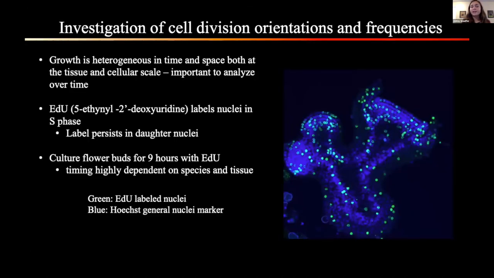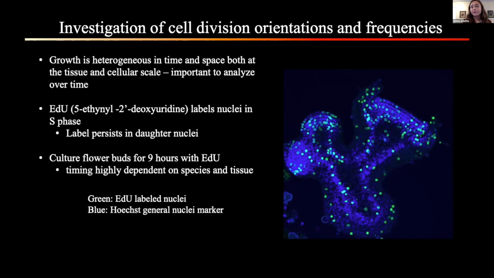So to go into that next hypothesis, to test the cell division orientations and frequencies, I took the approach of EdU labeling. As we're very familiar, growth is very heterogeneous in plants, both in time and space, and this can be seen at a tissue and a cellular scale. So it's really important to analyze this kind of phenotype over time to get a trend through that heterogeneous growth. And EdU labeling allows me to do that.